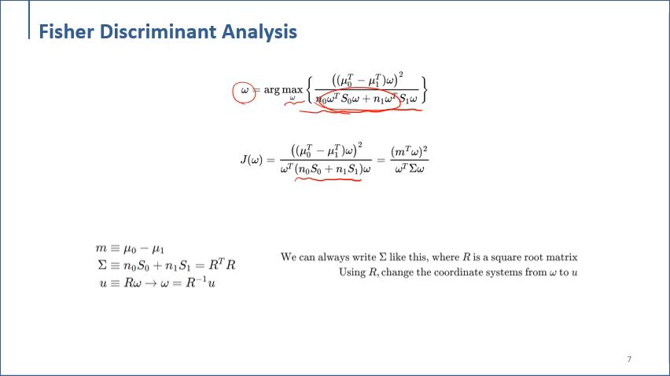denominator as omega transpose (n0 S0 + n1 S1) omega. And if we define m equal to mu0 minus mu1, and sigma as n0 S0 plus n1 S1, and u equal to R omega. This is just the definition. Let's define these values for simplicity. Then our objective function J(omega) can be simplified like this.